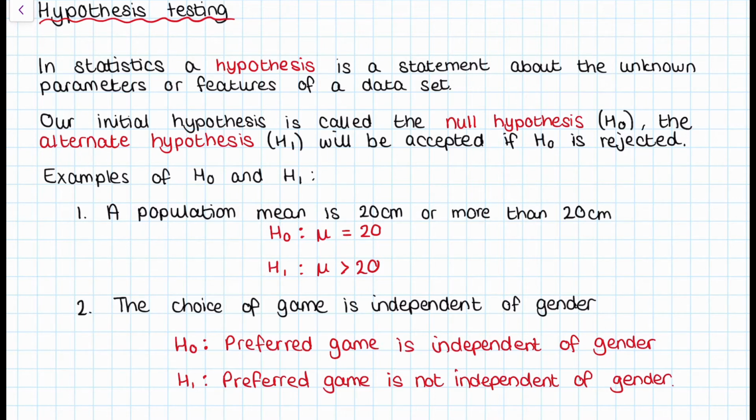Now, if you're talking about this independent, please always write it this way, especially within the IB. They don't like it if you try and use words like relationship. So always just use that one is independent of the other, and then the alternate one is not independent of the other.